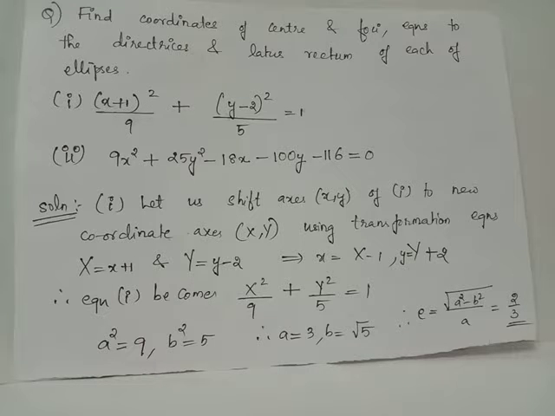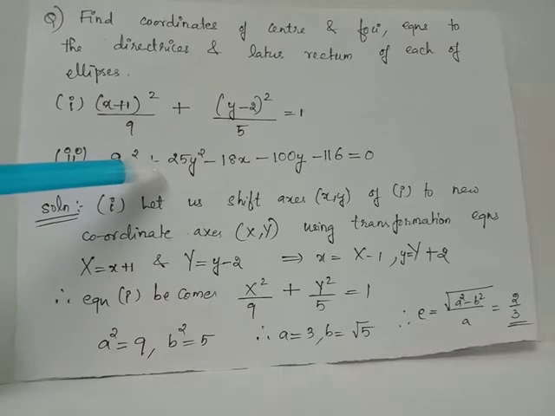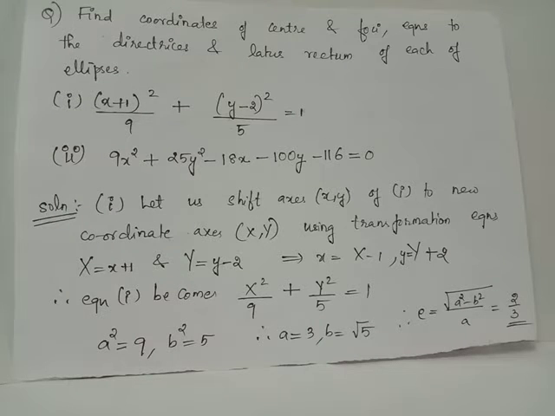For that, we will rewrite this equation as perfect squares of the form (x − h)² and (y − k)². In the LHS, we will group terms containing x and y separately. Terms containing x are 9x² and −18x. Terms containing y are 25y² and −100y. The constant term −116 in the LHS can be taken to RHS.